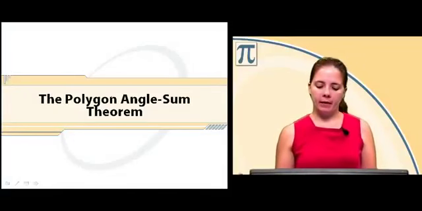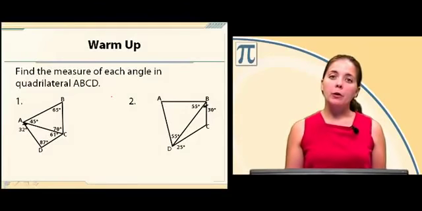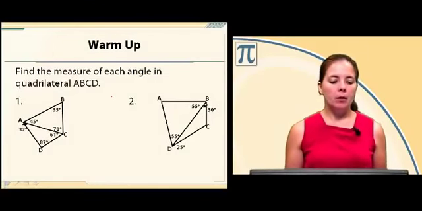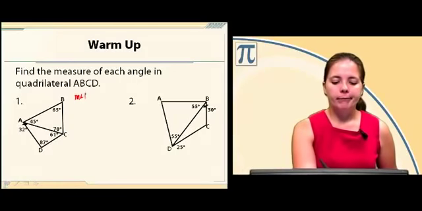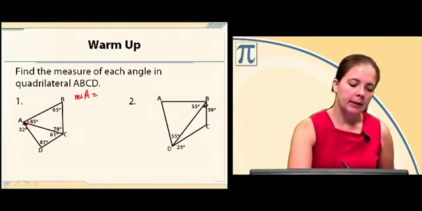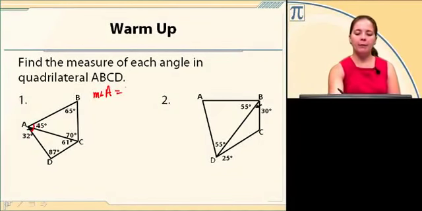Polygon angle sum theorem. Let's start with the warm-up. We're going to find the measure of each angle in quadrilateral ABCD. So the first angle, let's just go ahead and find the measure of angle A. Well, measure of angle A equals, looks like it's going to be the 32 plus 45, and if we take 32 and add 45 to it, we get 77 degrees.